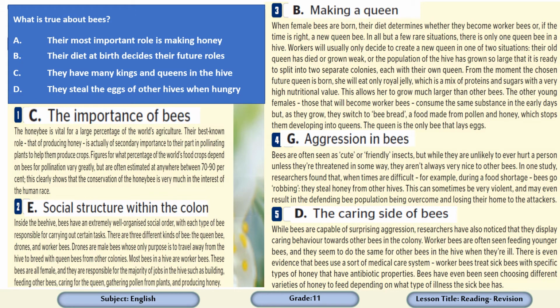Let's look at the statements and compare them to the text. Statement A, the most important role is making honey. What does the text say? Producing honey is actually of secondary importance. So statement A will be, yes, very good, will be wrong. Statement B, the diet at birth decides their future roles. The text says when female bees are born, their diet determines whether they become worker bees or a new queen. So B is correct, but let's check C and D.